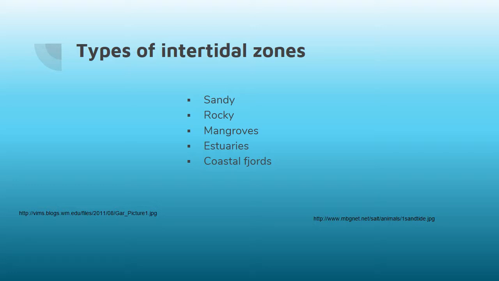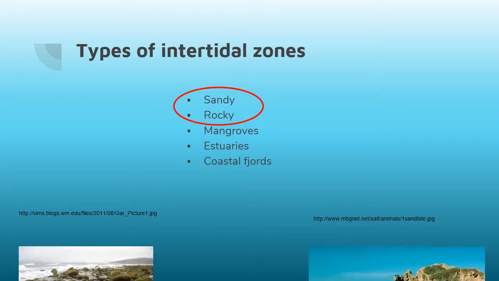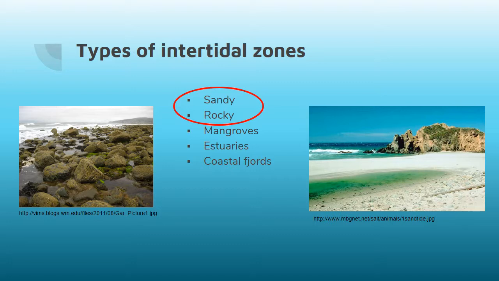So there are some different types of intertidal zones that I'm going to briefly mention and then only go into detail about two. We have the sandy intertidal zone, the rocky intertidal zone, mangroves, estuaries, and coastal fjords. We're going to specifically go into more detail about sandy and rocky intertidal zones. We see a rocky one on the left here and sandy on the right.